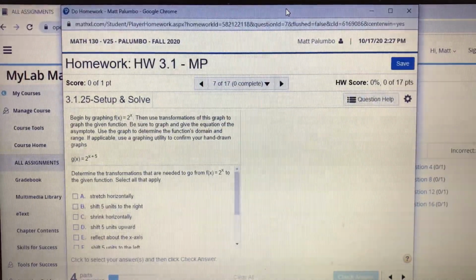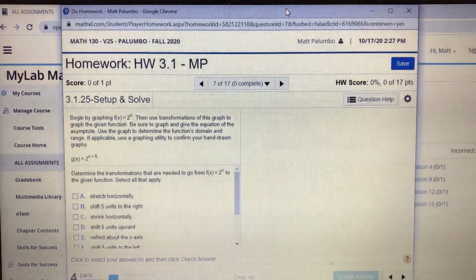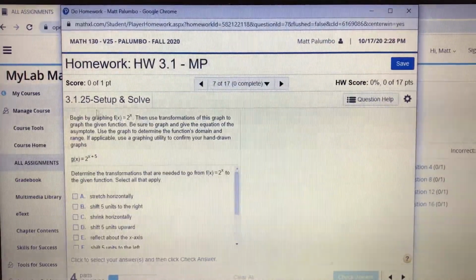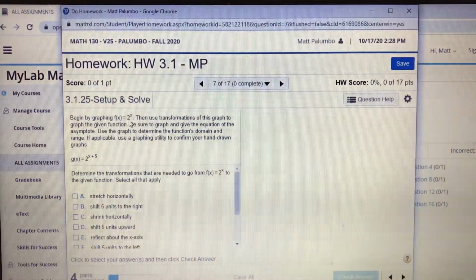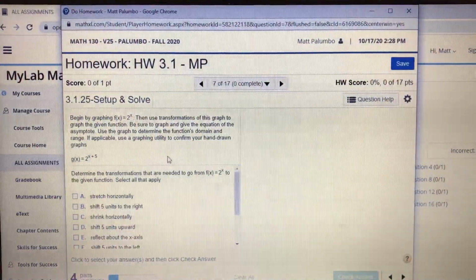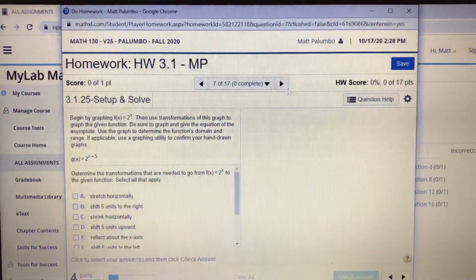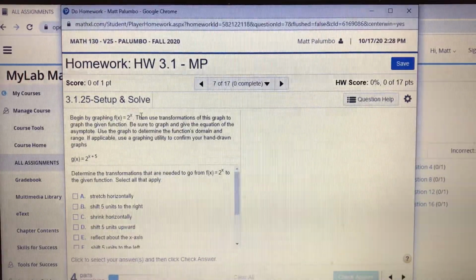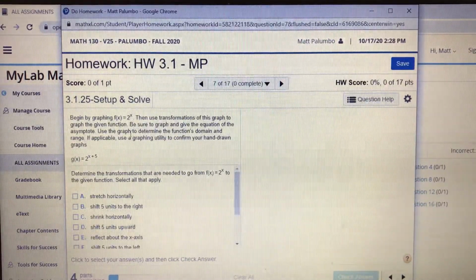All right, let's take a look at this problem here. They want us to begin by graphing f of x, which is 2 to the power of x. So that's an exponential function, and we know what that's going to look like. It's going to shoot straight up. Use the transformations of this graph to graph the given function.